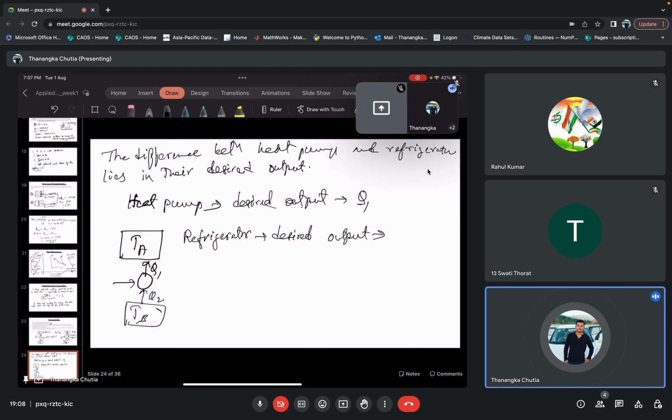So in this case, this will be your apple. That lower temperature body will be the apple. Your entire motive is to keep that apple cool, so that's why you're extracting heat from the apple. So my desired output for the refrigerator is basically Q2. So this is basically the difference between your heat pump and refrigerator.